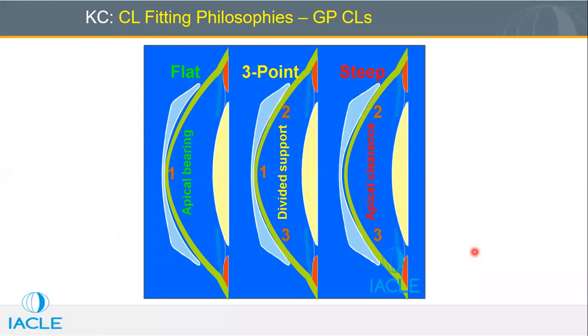These are the three fitting philosophies that are very common while fitting RGP contact lenses. The first philosophy is apical bearing fitting, also known as flat fitting. The lens bears or rests on the center of the cornea, and at the peripheral cornea there will be a gap between the cornea and the lens, as you can see in this picture. This is the lens, and this is the cornea. The lens is resting on the cornea. This kind of fitting is called apical bearing fitting.